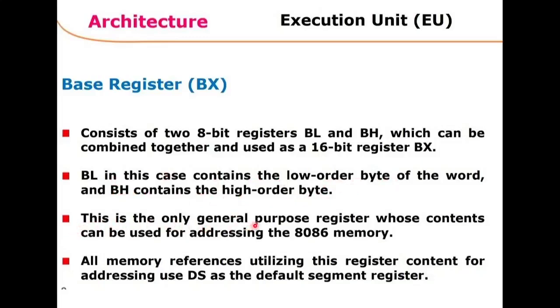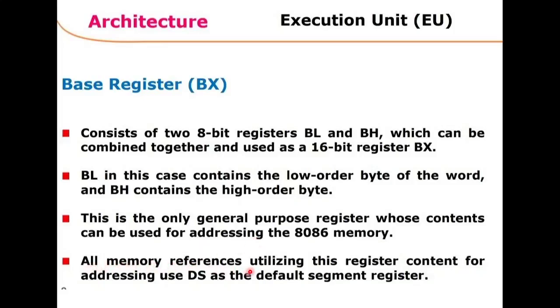And this is the only general purpose register whose content can be used for addressing the 8086 memory. So based addressing modes we will use this BX register also. This BX register can hold the offset address. Okay, this BX is used for addressing also. When we are going to discuss about addressing modes, at that time we will come to know this based addressing mode. In that we will use this BX. So BX will give the offset to calculate the 20-bit physical address.